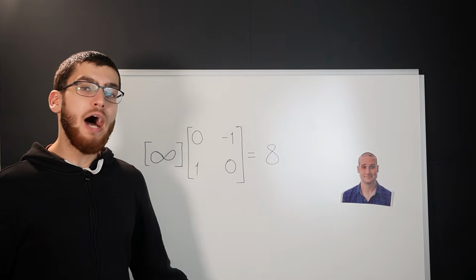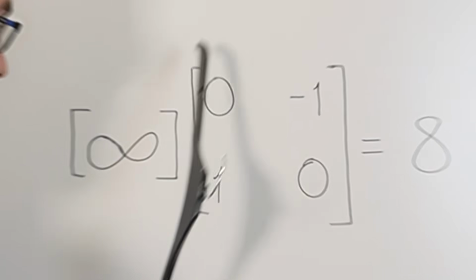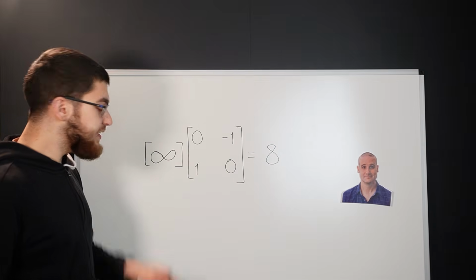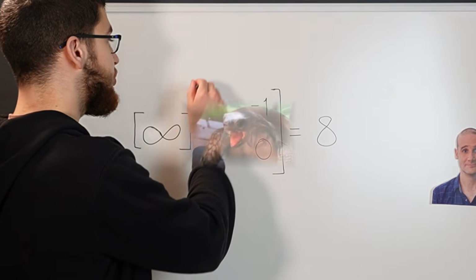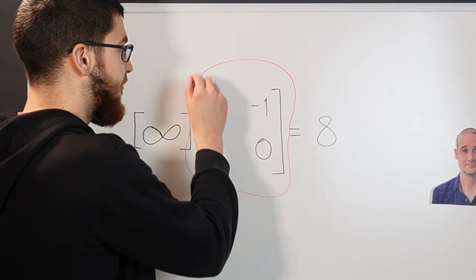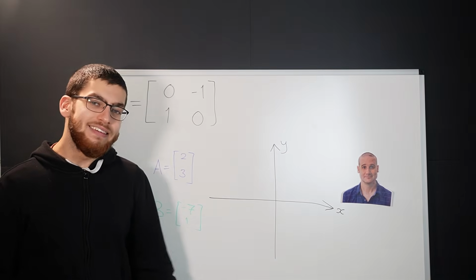The important part of this equation is this matrix in the middle. This is where the magic happens, and it's actually a lot more complicated than it looks. So what actually is a matrix?